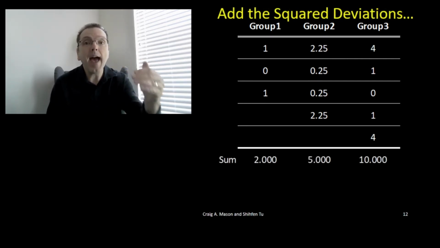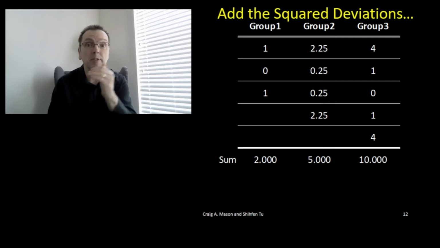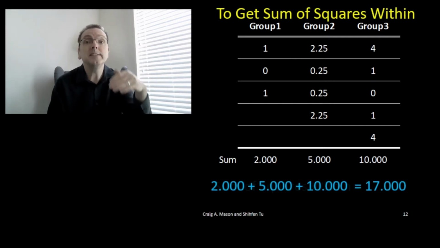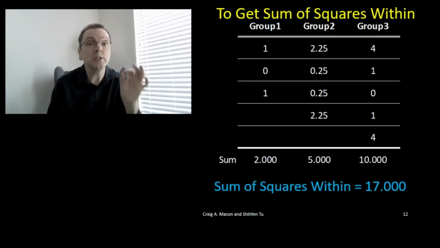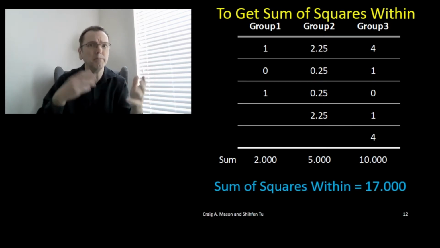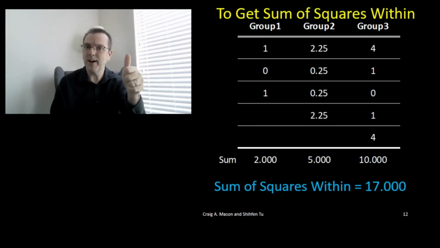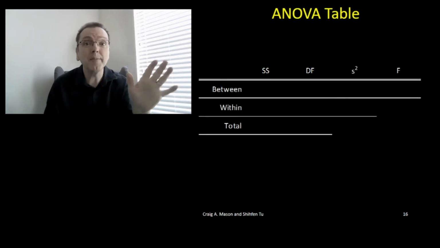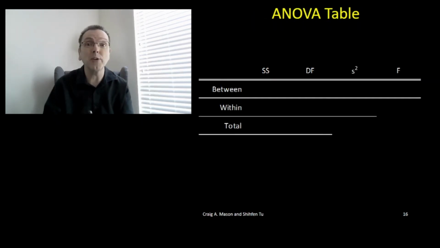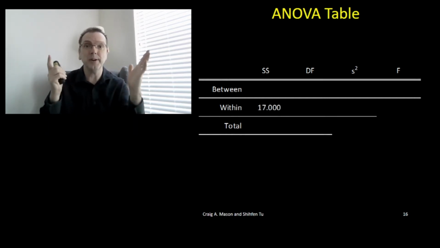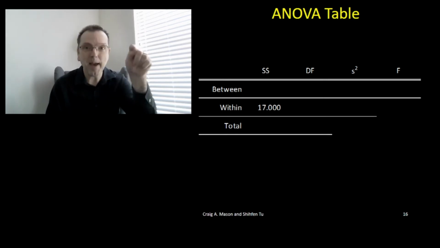We then add those squared deviations to obtain the sum of squared deviations for each of the groups, which we then add up to obtain the sum of squared deviations within groups, or for shorthand, just the sum of squares within. All right? Now with that, we can enter our first value, the sum of squares within, into our ANOVA table, right? Let's do it, right? Now, back to our calculations.